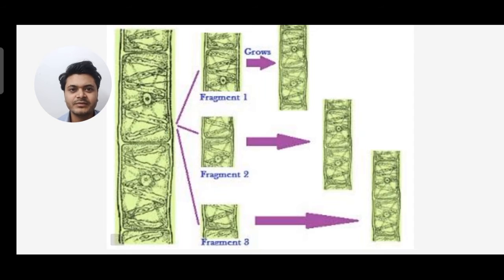So this is fragmentation. Three fragments are there. You can see in one parent body, this is divided, split up and broken down into fragments. You can see fragment 1, fragment 2 and fragment 3. Each fragment grows to produce an individual parent body.